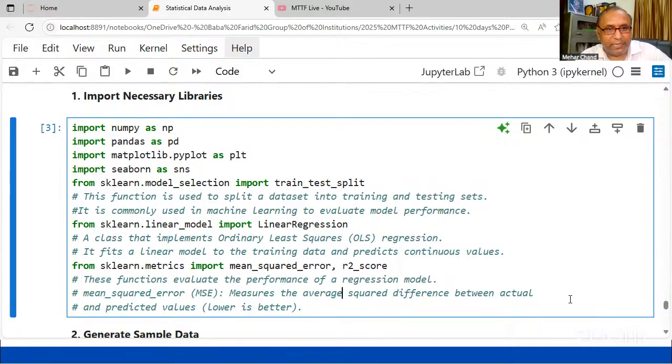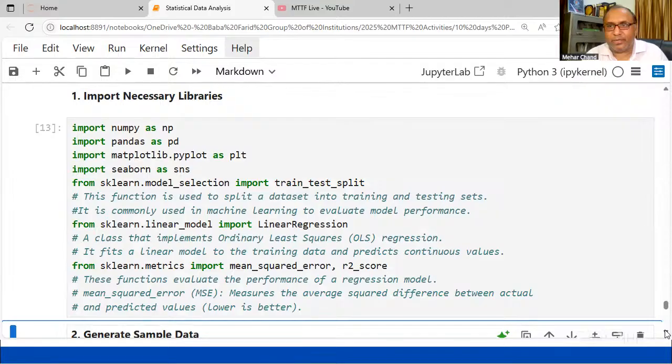Here we first need to execute this sequence of statements, and we are executing it by using Shift and Enter.